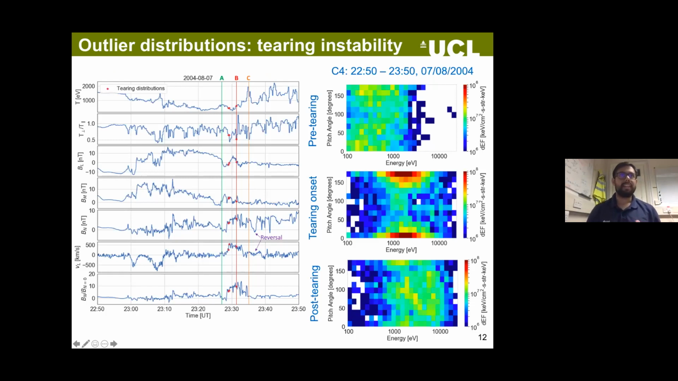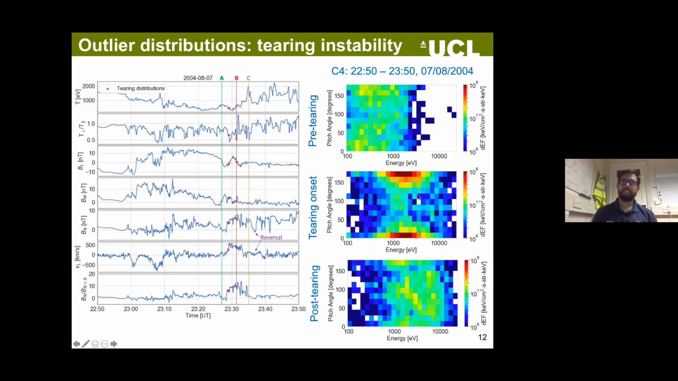So this is one particular example of a tearing instability that we found. In terms of the outlier distributions that the autoencoder outputted, that's this one here. The autoencoder found 15 groups of these different distributions, with a few of these for each individual event. And as you can see, they're very distinct from the distributions either side of it, and also from the main populations, because of the very high anisotropy, as well as the energies that the anisotropy is observed at.